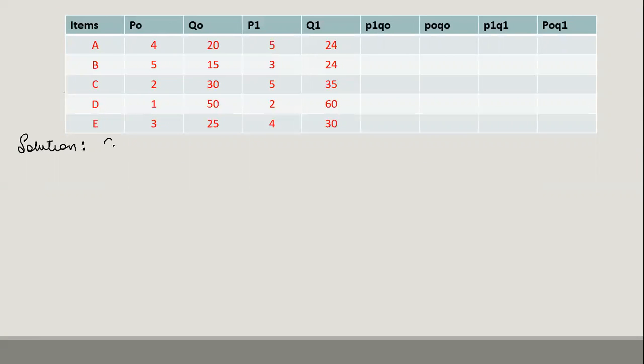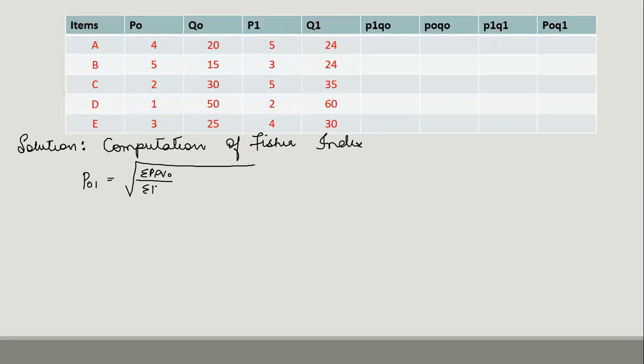So computation of Fisher index. What is the formula? P01 is equal to the square root of summation P1 Q0 divided by summation P0 Q0, into summation P1 Q1 divided by summation P0 Q1, into 100. Like this we have to compute the Fisher index.